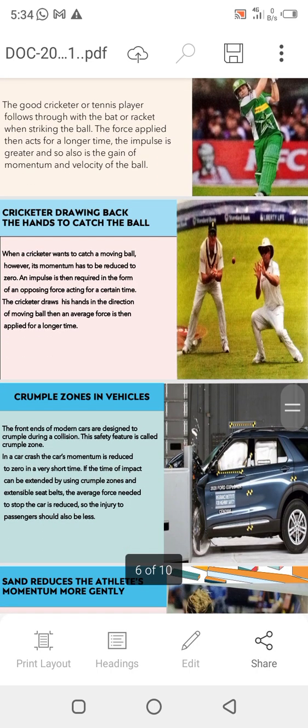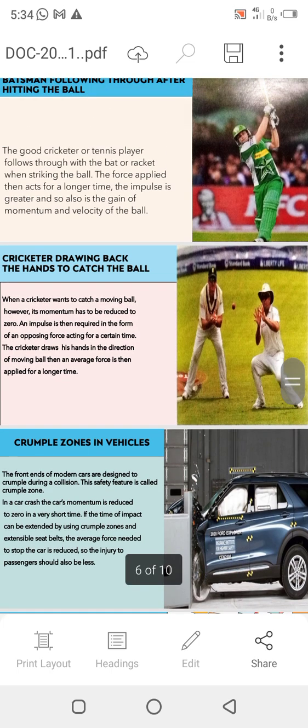Another example is a cricketer drawing back the hands to catch the ball. When a cricketer wants to catch a moving ball, its momentum has to be reduced to zero. An impulse is then required in the form of an opposing force, acting for a certain time. The cricketer draws his hand in the direction of the moving ball, so an average force is applied for a longer time. In the first example which I have given, the force acts in the direction of the ball.